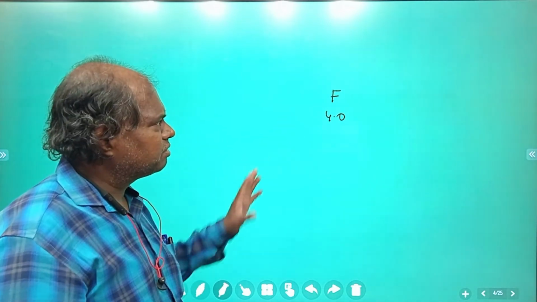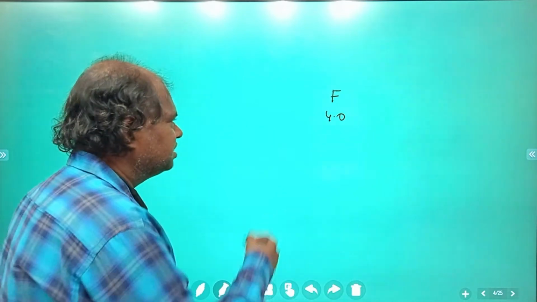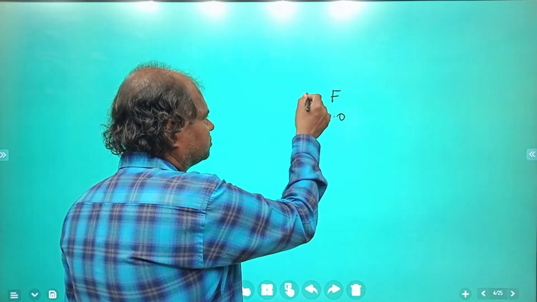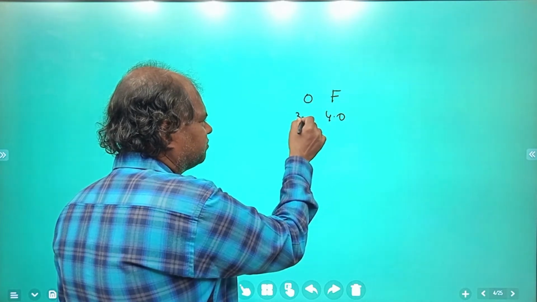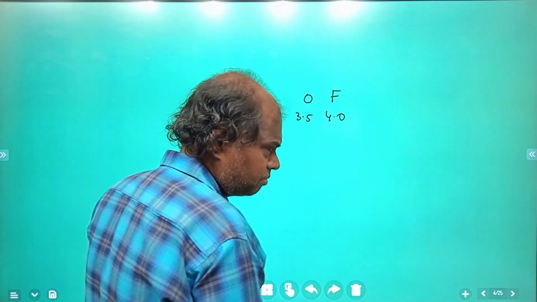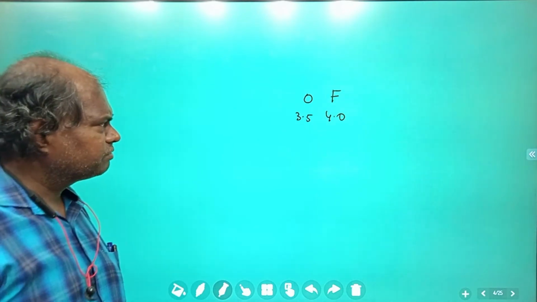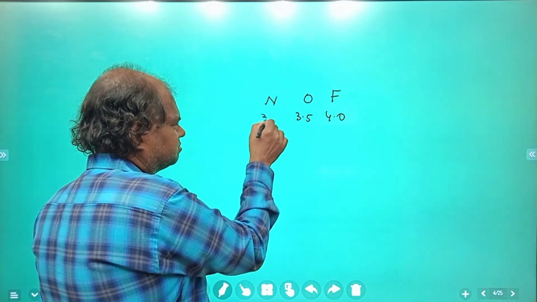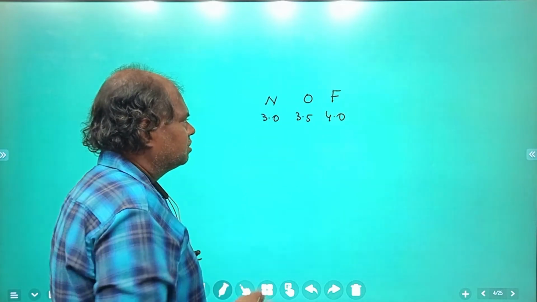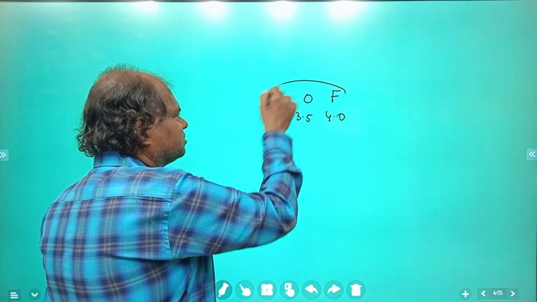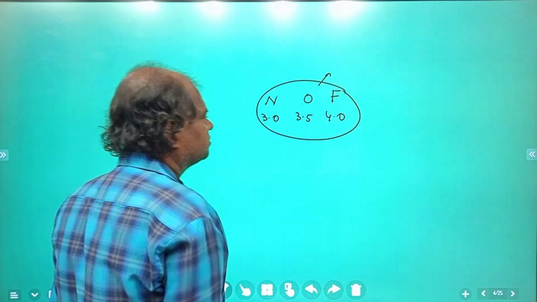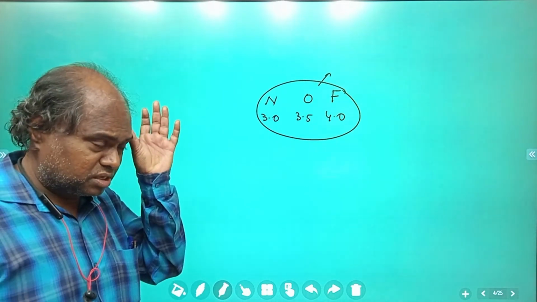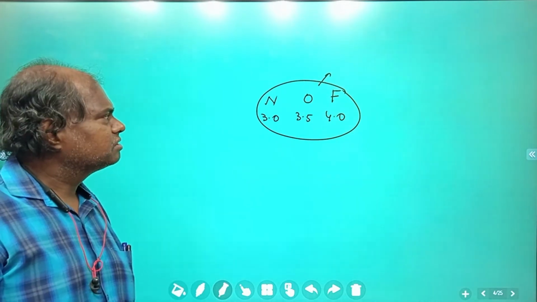A great scientist, right? Pauling. Fluorine 4. It's easy to remember. Before fluorine, what comes? Oxygen, right? 3.5. See, I'm not asking you to remember this. Okay, no need of. So, nitrogen. Okay. Now, these are the three most electronegative elements, remember, in the periodic table: nitrogen, oxygen, and fluorine. The three most electronegative elements. Clear?